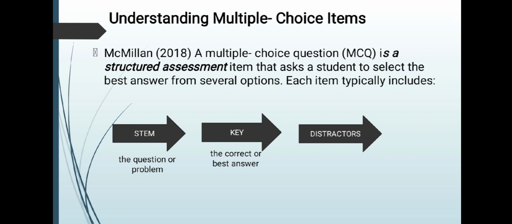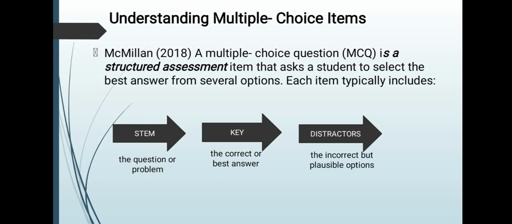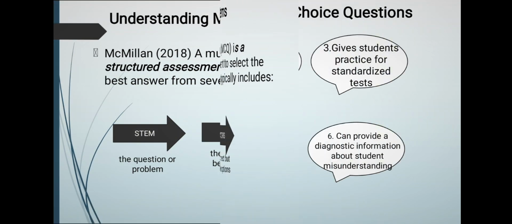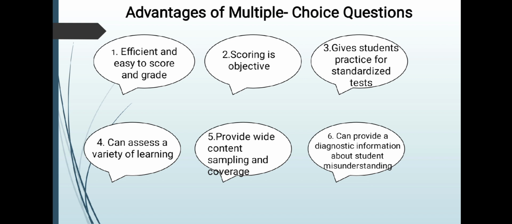And lastly, the distractors. Distractors are not random wrong answers. They are carefully designed plausible alternatives. A good distractor reflects common student misconceptions or errors. If students pick them, it gives the teacher insight into gaps in understanding. And now, let's go to the advantages of multiple choice questions.